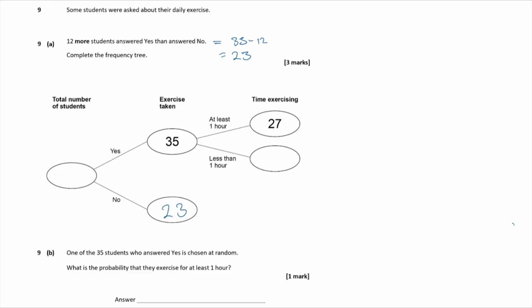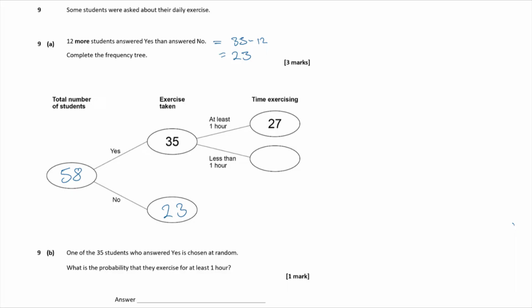So if 23 people said no and 35 people said yes, I now know the total number of people asked, because if I add those together, 35 plus 23, that comes to 58. So I can write 58 in that box there. Okay. Right, and then finally, what have we got here? So we've got one more box to fill.